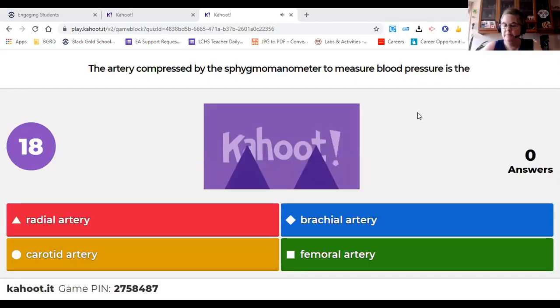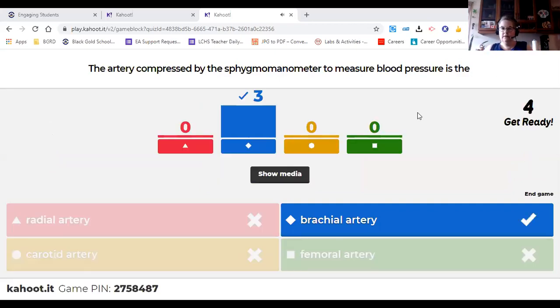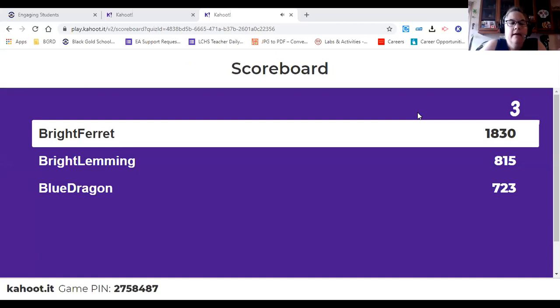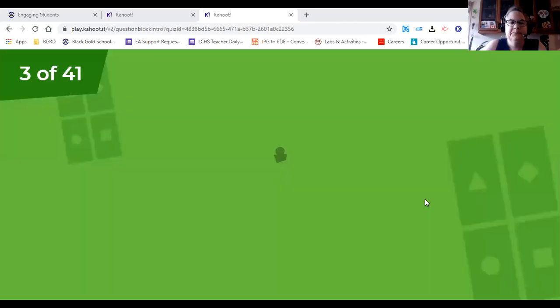The game pin should be at the bottom of the screen now, Braden. I'll just type it in. 2758487. 2758487. I think that's right. Yeah. All right, let's keep going here.